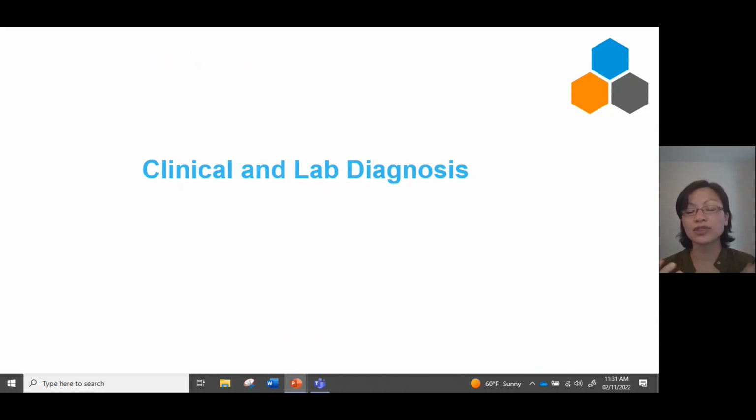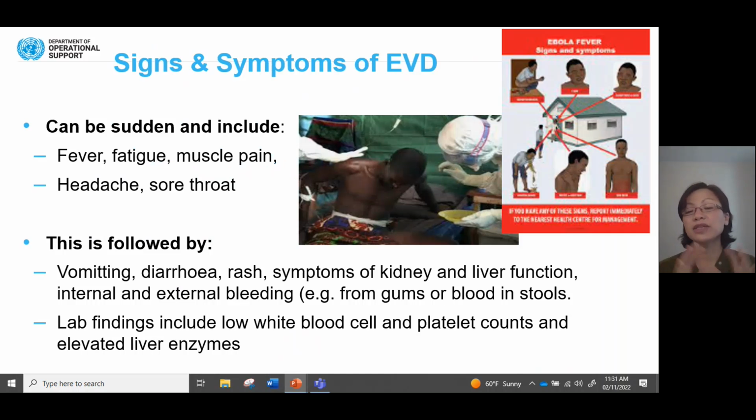So now I'm going to move on to diagnosis, both in terms of clinical as well as laboratory diagnosis. In terms of the signs and symptoms of EVD, it can come on very suddenly in the beginning. It can be just dry symptoms, and they include things like fever, fatigue, muscle pain, headache, sore throat. But then after a few days, this can move on to the wet symptoms like vomiting, diarrhea, rash, bleeding, and you can also get problems with your kidney and liver function. You may also have low white blood cell and platelet counts in such patients and high liver enzymes.